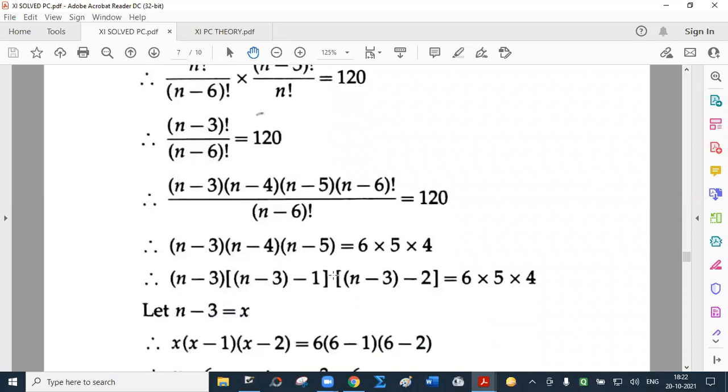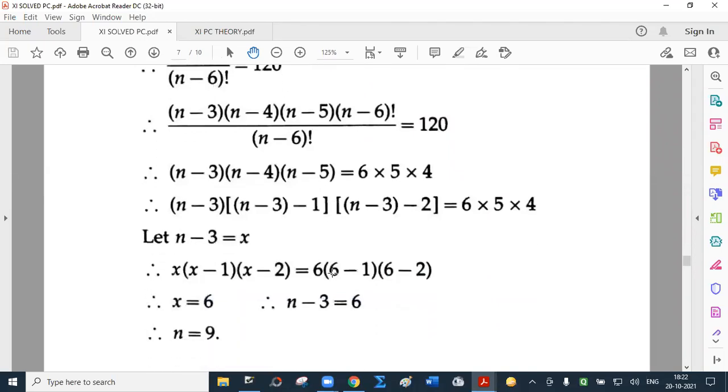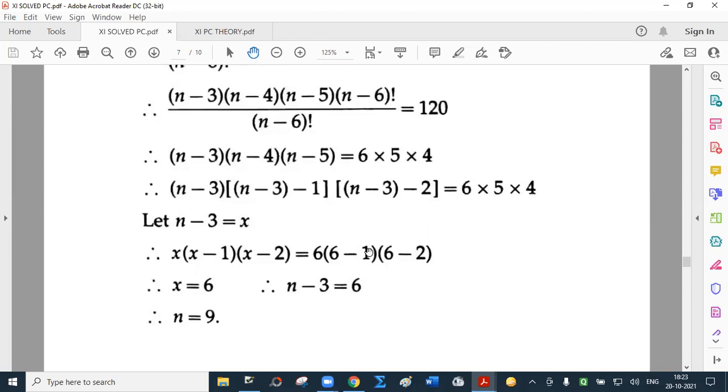Okay, what have they done? Why? It's not required. This is not at all required. Just mention, see, that is why when I write, I can say that n minus 5, n minus 4, n minus 3 are consecutive natural numbers. So we have expressed RHS also in that fashion. So there is no need to write this. You can directly say n minus 5 equal to 4. So n equal to 9.